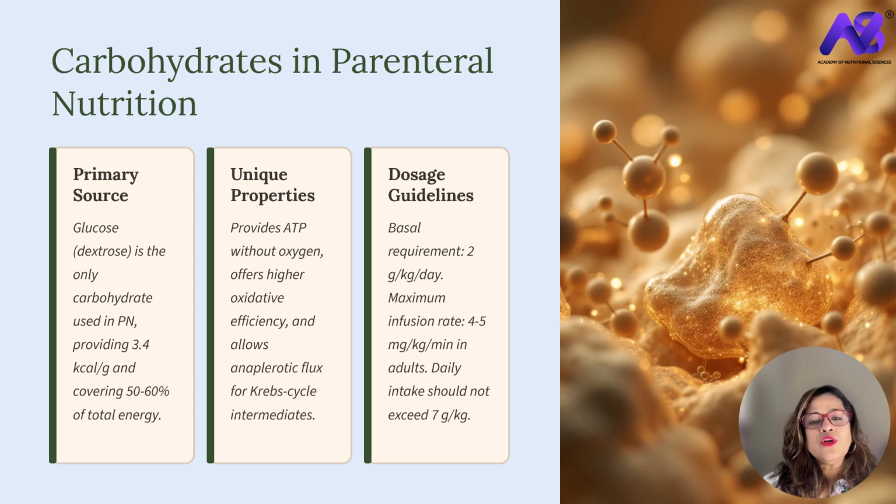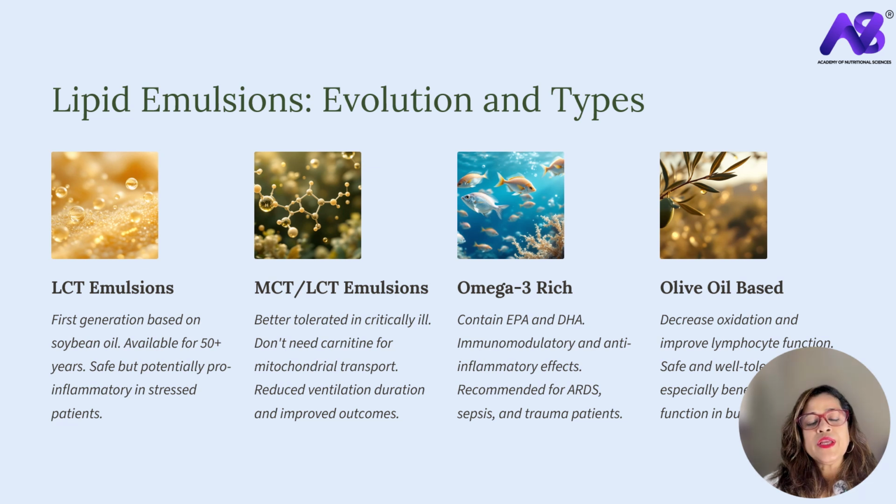Then we go on to the next substrate, and we are talking here about the role of lipids in parenteral nutrition. So lipids provide 20 to 40% of the total energy requirement. They supply the essential fatty acids. They serve as precursors, we know, for hormones like eicosanoids, and they support the immune system.